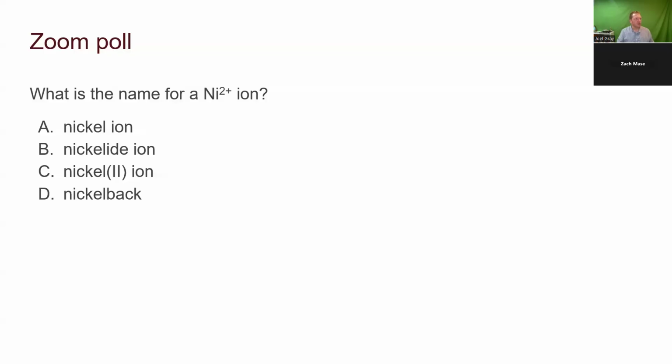Okay, what is the name for an Ni2+ ion? Is it the nickel ion? Is it nickelide? Is it nickel 2 ion? Is it nickel back? Well, you know that D is not the answer because it doesn't have the word ion. Spoiler. I'll give about 10 more seconds, so get your answers in. And 3, 2, 1. End poll.